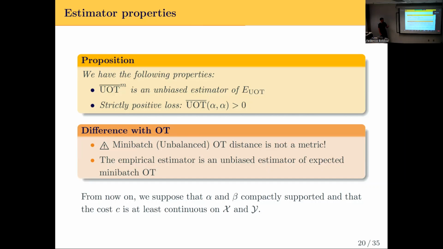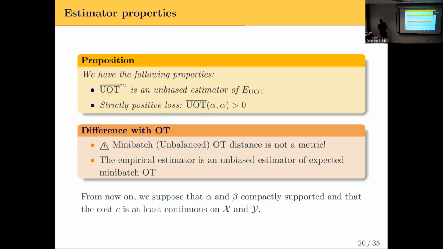So it's not a metric anymore. So this is a difference with optimal transport. I cannot have with minibatch and minibatch unbalanced OT a distance between probability distributions. However, one good aspect is that I have an unbiased estimator. So I'm losing on one side, but I'm winning on another. So maybe in practice, it's still interesting.